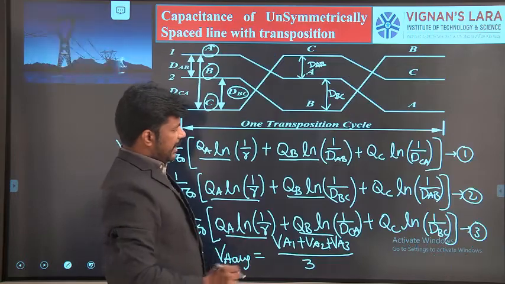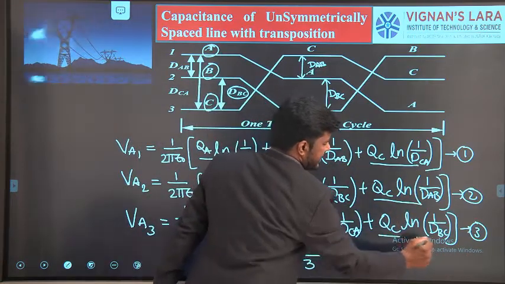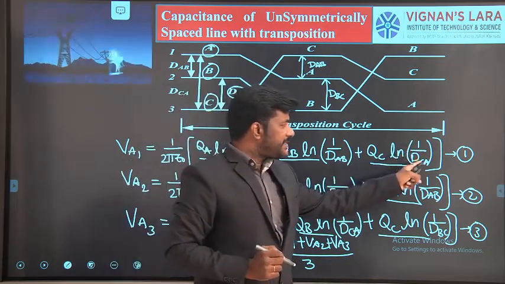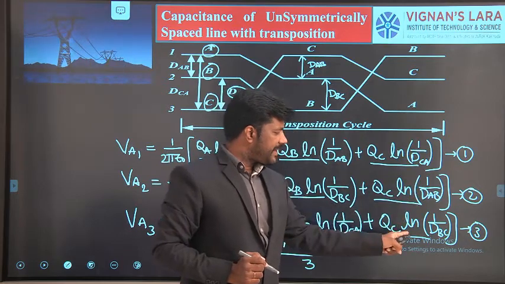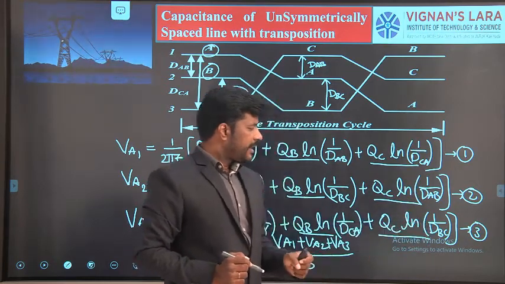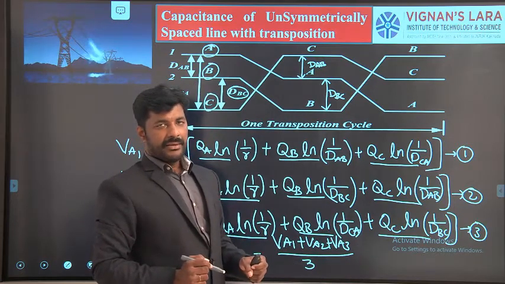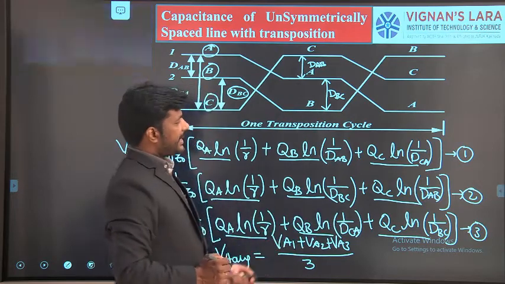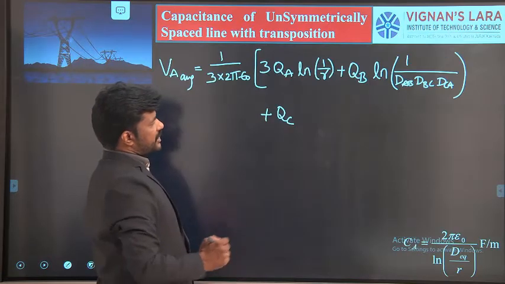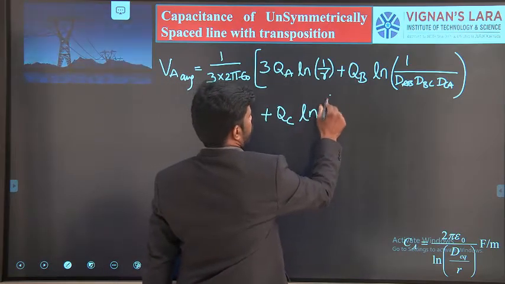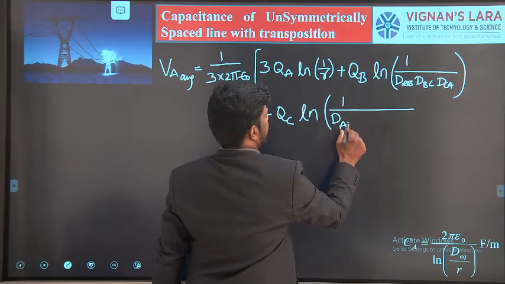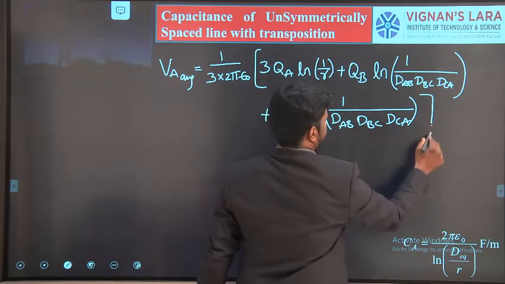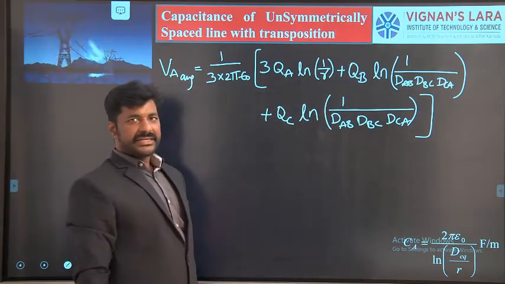Observing the last terms in the 3 equations, they are related to QC, which can be taken as common. Then we get ln of 1 by DCA plus ln of 1 by DAB plus ln of 1 by DBC. Since ln of A plus ln of B equals ln of A into B, multiplying those products similarly, I can write the third term in the average potential as QC ln of 1 by DAB, DBC and DCA. This is the average potential of conductor A.